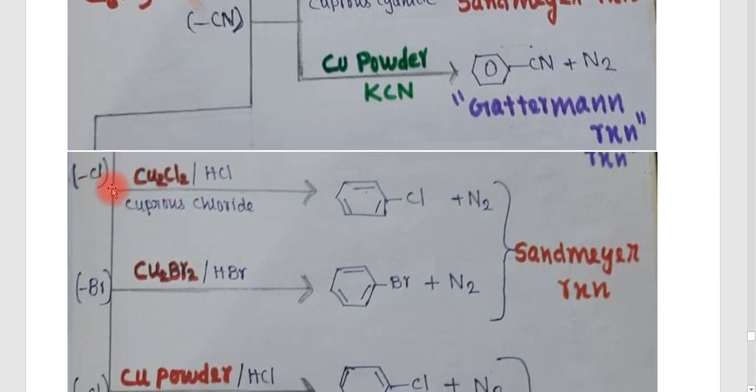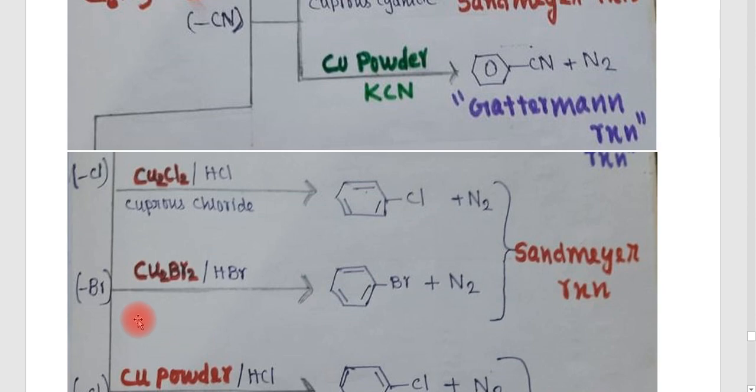And if the benzene diazonium chloride solution is warmed with cuprous chloride, which is dissolved in HCl, you will get the product as chlorobenzene. Here the benzene diazonium chloride is converted into chlorobenzene, and you will get the byproduct as N2.